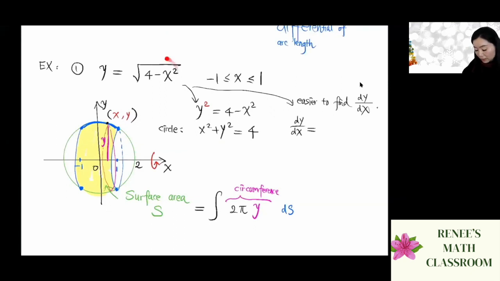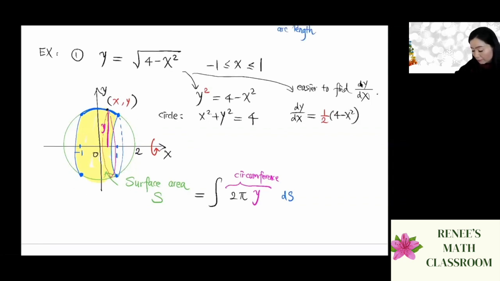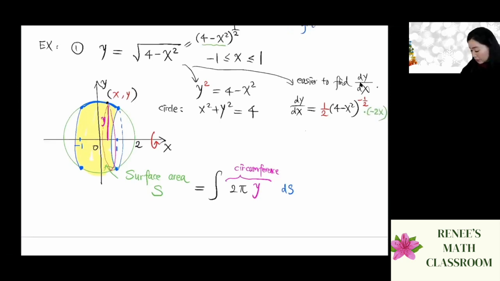Differentiate this, we get 1/2 times 4 minus x squared to the what power? If you rewrite this, that is 4 minus x squared to the 1/2 power. So use the power rule, then this will be to the negative 1/2 power. Then by the chain rule, we multiply by the derivative of the inner function, which is negative 2x. Simplify this, we get negative x over square root of 4 minus x squared. Okay, so we found this dy dx.